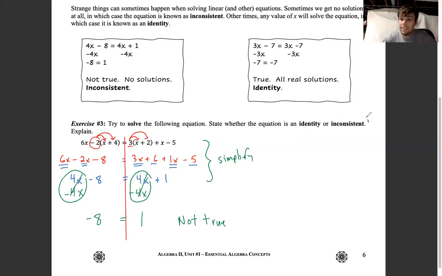That means that this is an inconsistent equation. There are no solutions. Again, the reason being is because we ended up with a mathematical statement that was not true. That means the original equation had no solutions to it. So again, no solutions, inconsistent equation. Kind of a couple different ways that we can sort of say the same thing.